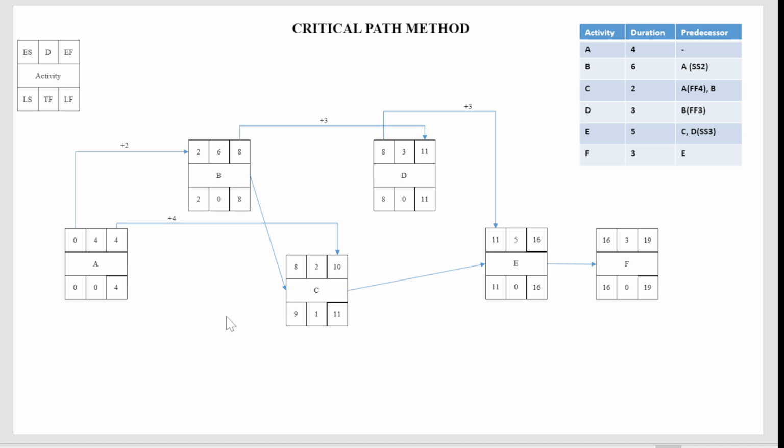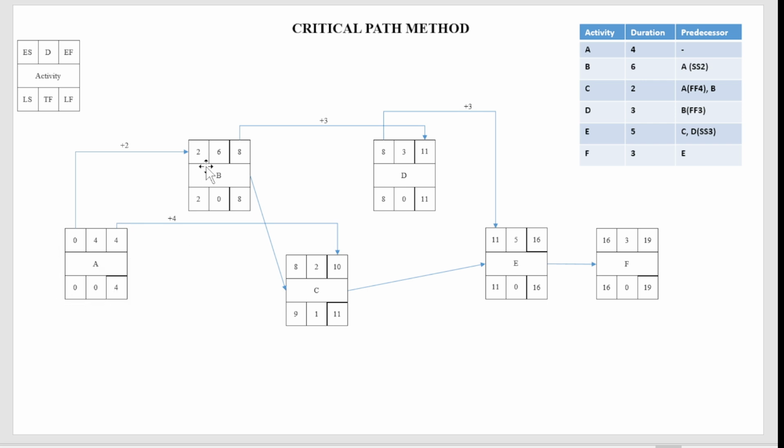Okay, so the last activity, activity A. Activity A is dependent on B and C. Since this is a finish to finish relationship, this value has to come from here. So 11 minus 4 will be 7. Let us consider 7 for a while, but we need to consider the least among them. So we need to take from here as well.